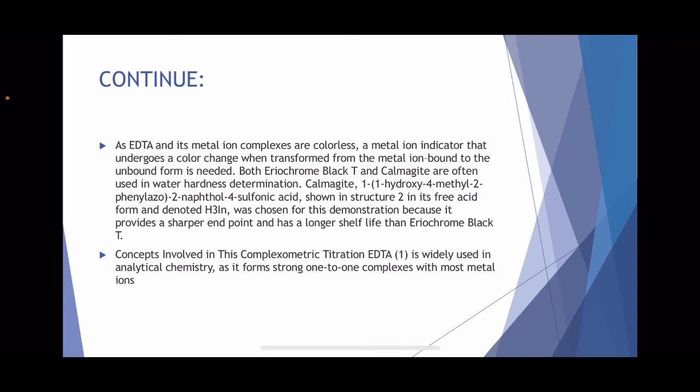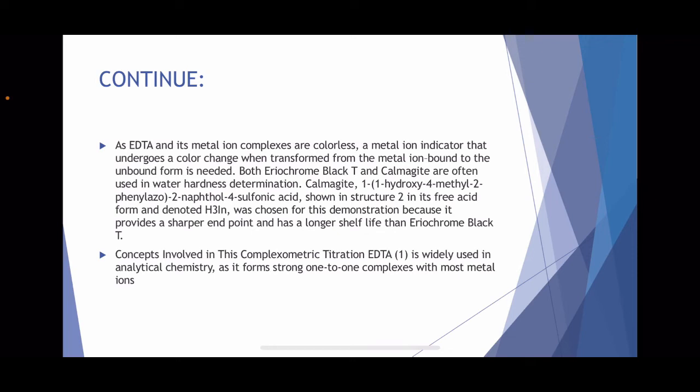As the EDTA and its metal ion complexes are colorless, a metal ion indicator that undergoes a color change when transformed from the metal ion bound to the unbound form is needed. Both Eriochrome Black T and calmagite are often used in the water hardness determination. Calmagite, as we have already discussed, in its free acidic state is denoted as H3In, which means the indicator. It was chosen for this determination because it provides a sharper endpoint and has a longer shelf life than Eriochrome Black T.